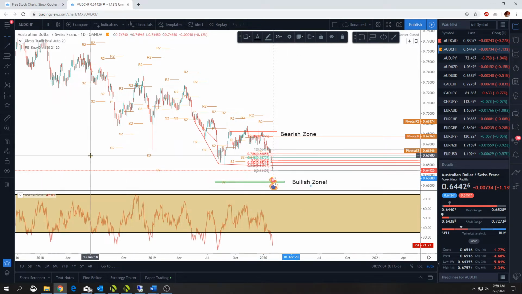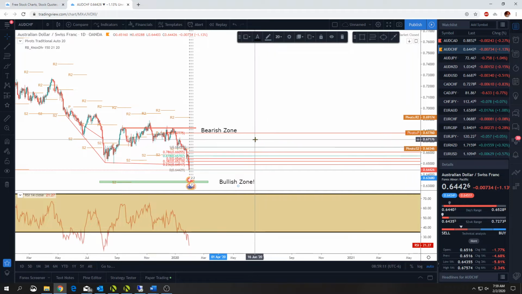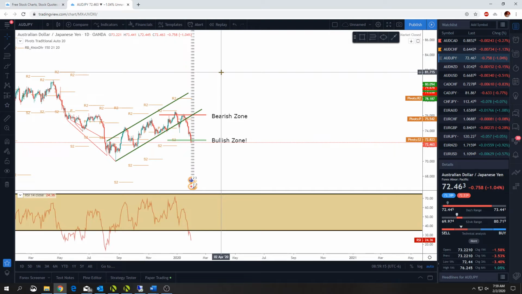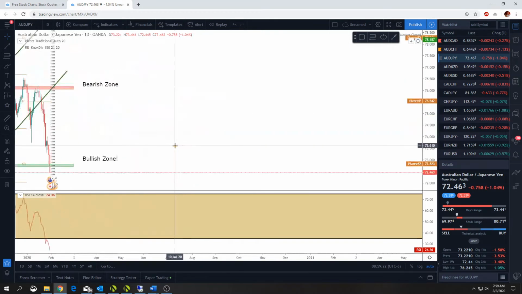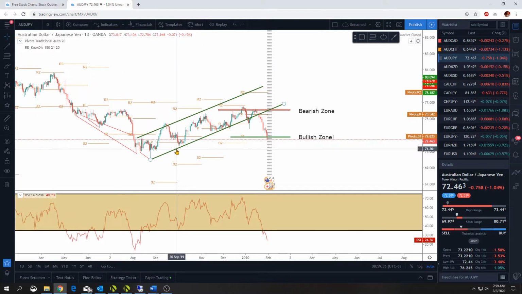So good pair to watch. I mean, we're at the lowest it's been since 2001, since the turn of the century. So, pullback coming again. Weakness in the Australian dollar, strength in JPY. I was targeting this S2. We did not get a bounce on it, but we are way below 30 on RSI on the daily. So pullback possibly coming.